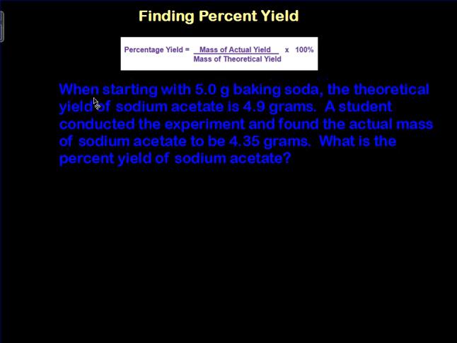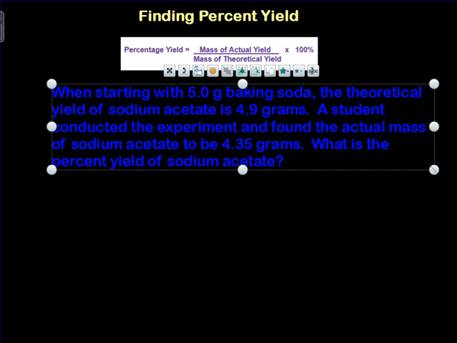And lucky for us, this has a very clear formula that we're going to use. So percentage yield or percent yield is equal to the mass of the actual yield divided by the mass of the theoretical yield times 100. So I'm going to need two numbers. I'm going to need the actual yield and I'm going to need the theoretical yield. So the actual yield is going to be a measurement that's found in the laboratory.